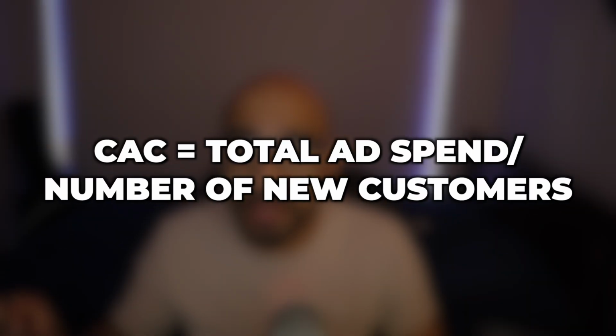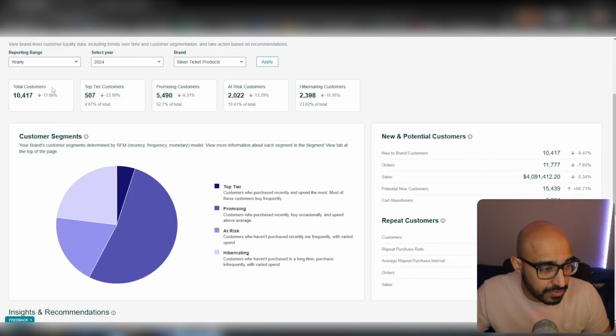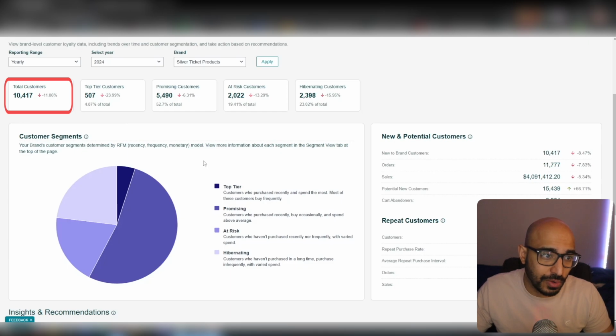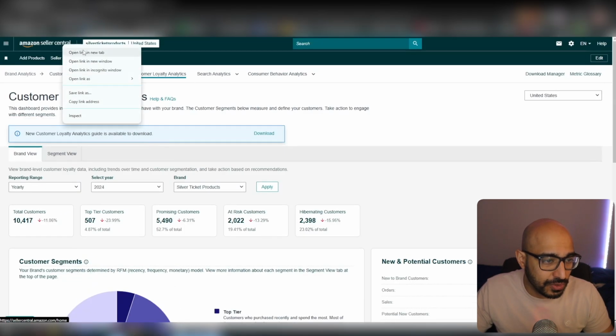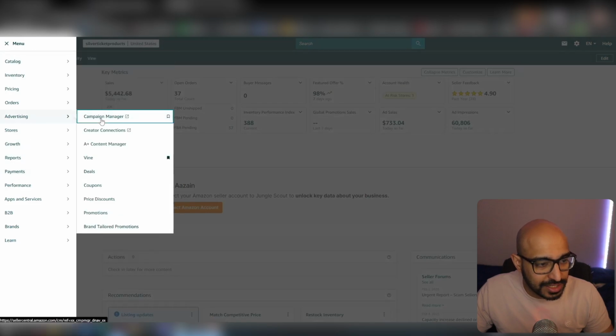And the formula is as follows: CAC equals total ad spend divided by the total number of new customers. Now we already have the total number of new customers, which is 10,417. Now we just got to figure out how much is our total ad spend. So to do that, all you have to do is go back to your Seller Central. At the top left, click the 3 dashed lines, go to advertising, go to your campaign manager.